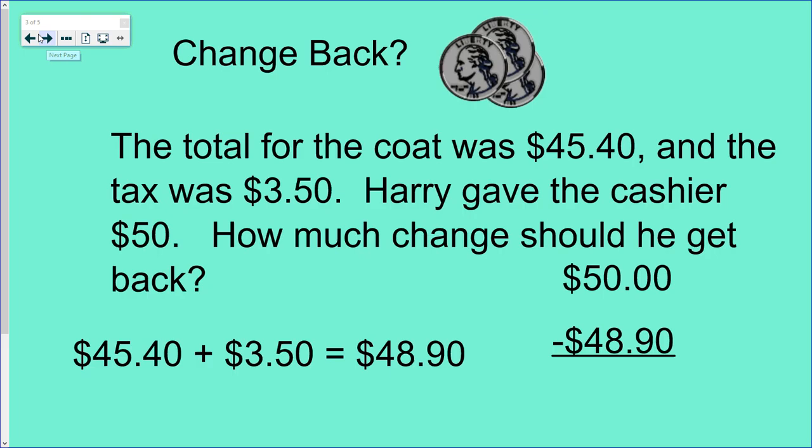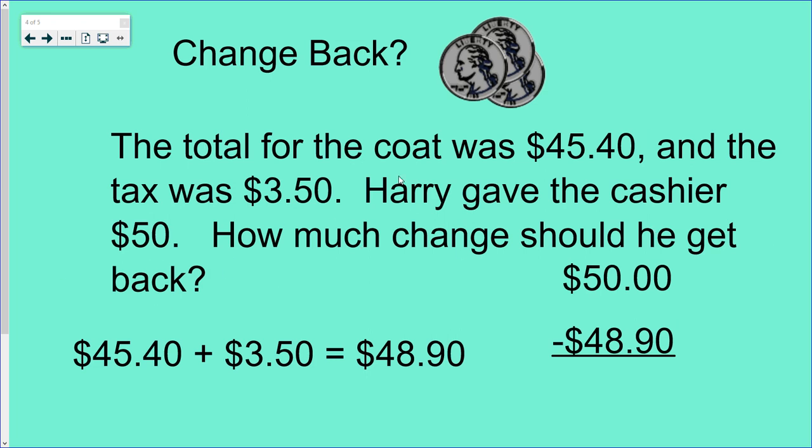Now the third scenario is change back. How much change back does he get? So we look at the total cost of everything, and then we subtract that from how much he gives the cashier. The total for the coat was $45.40, and the tax was $3.50. Harry gave the cashier $50. How much change should he get back?